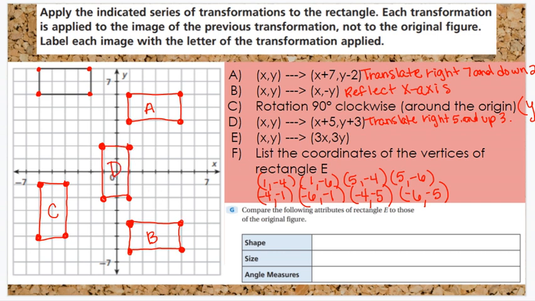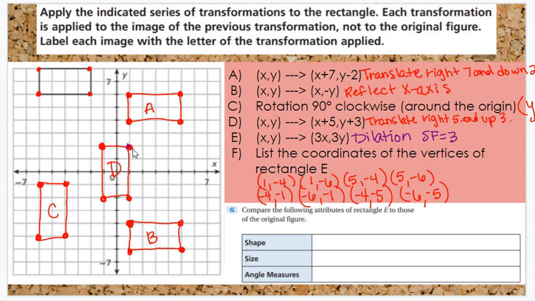And E, the rectangle for E, I'm going to switch colors for this one. I'm going to go to purple. It has 3x, 3y, so that means you're multiplying the x by 3 and the y by 3. So this one is a dilation with a scale factor of 3. That means each of these original ordered pairs is going to get multiplied by 3.